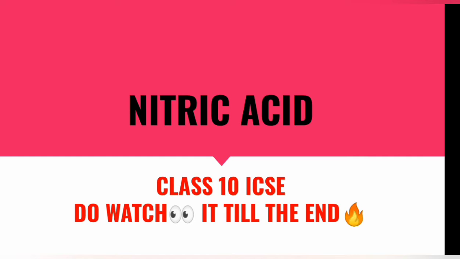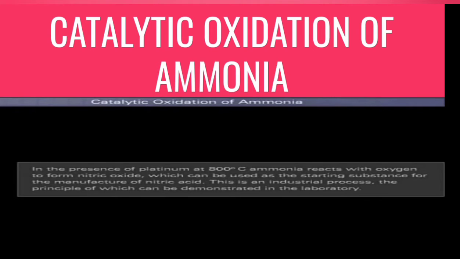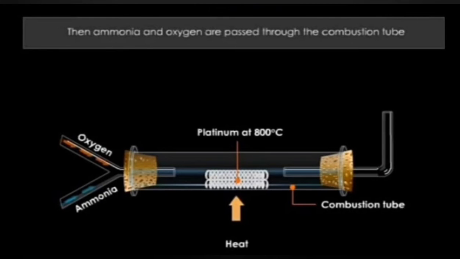So first we'll start with the catalytic oxidation of ammonia. That is the manufacture of nitric acid, how we do it. That process is the Ostwald process. Catalytic oxidation of ammonia is its first step. In this, we react ammonia with oxygen in the presence of a catalyst, that is platinum, at a temperature of 800 degrees Celsius, which will give us the products that are nitric oxide, water and heat. This is an exothermic reaction.